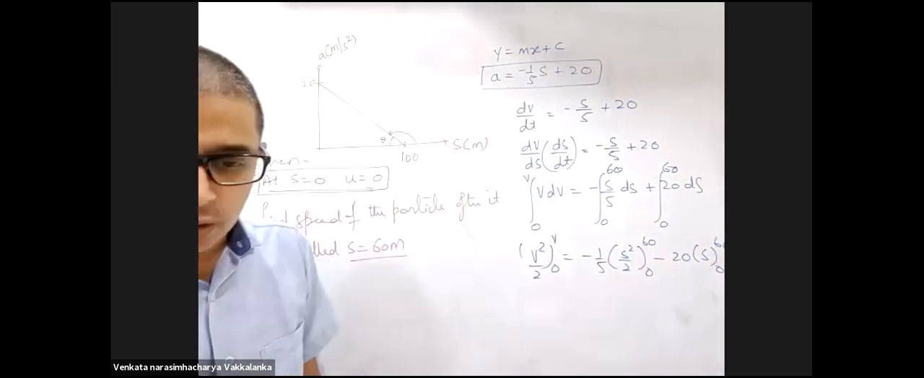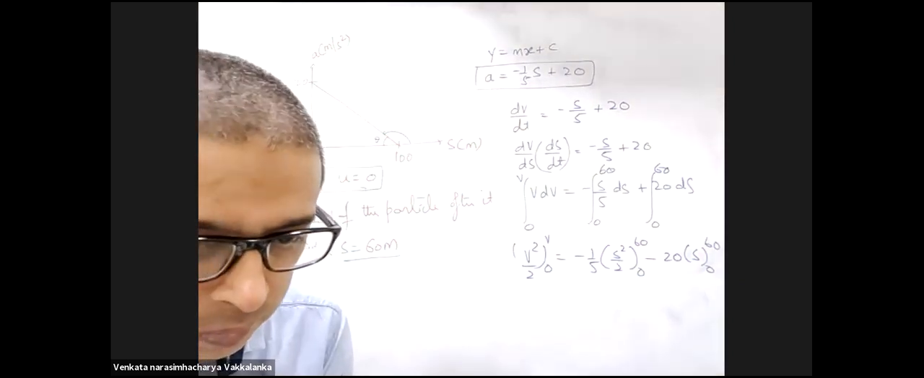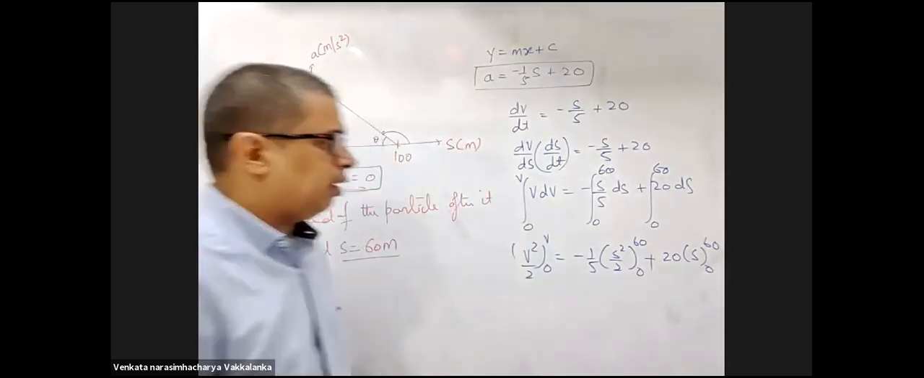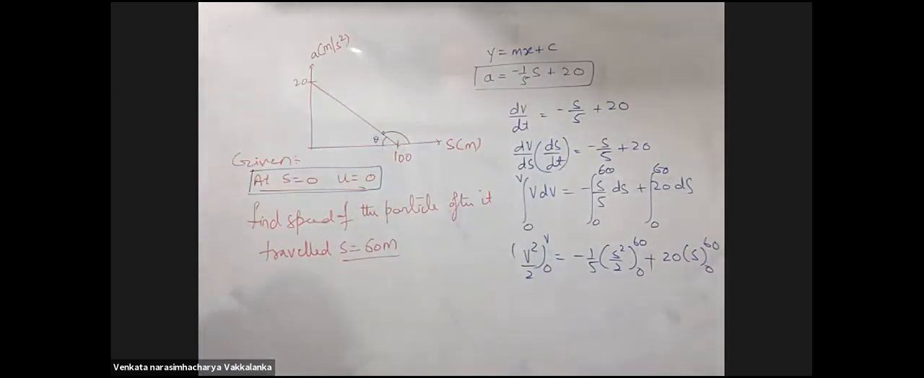Plus 60 minus 0. Sir, it will be plus 20, right? It will be plus 20, right, sir? Why did I write minus? My bad. Minus.